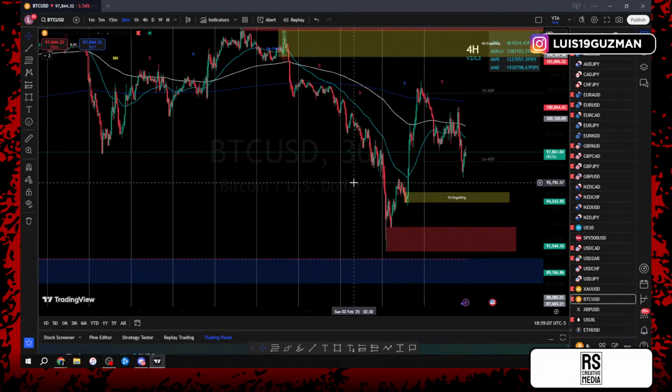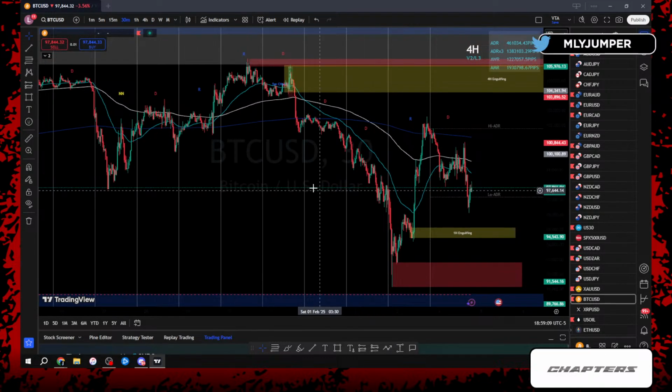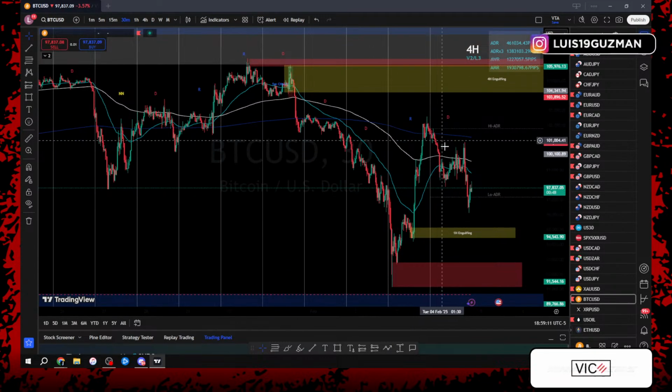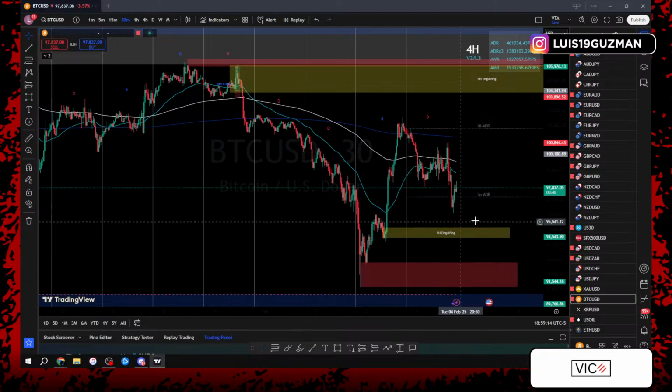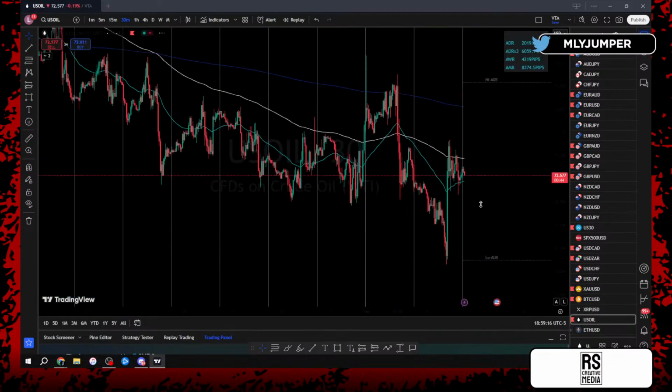So again, I don't want to get trapped into any of these trades going long, especially because this could be a lower high to continue into a lower low. So we're gonna be very patient with Bitcoin as well.